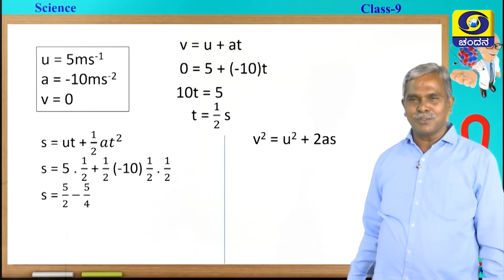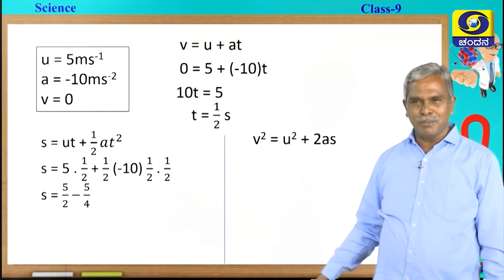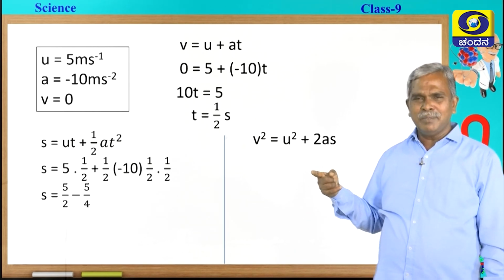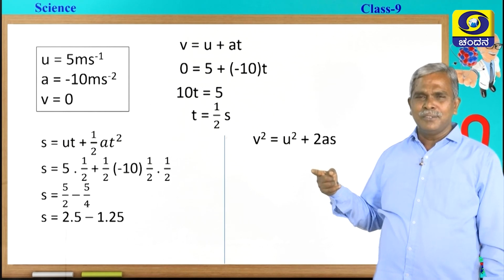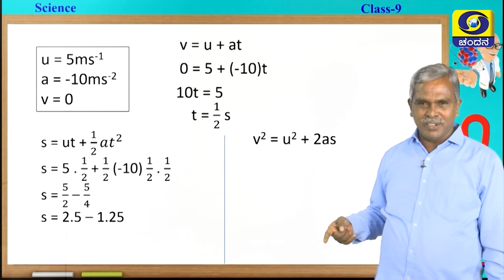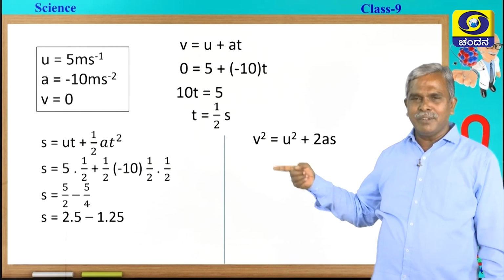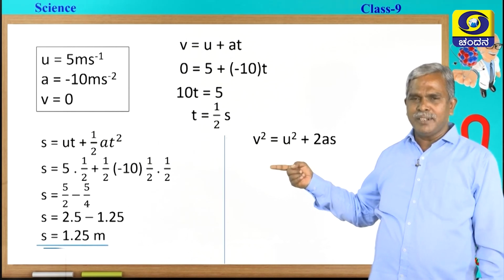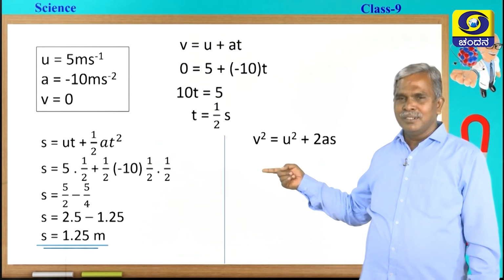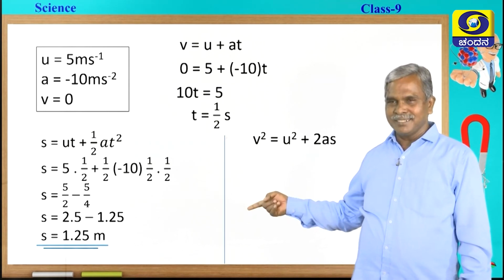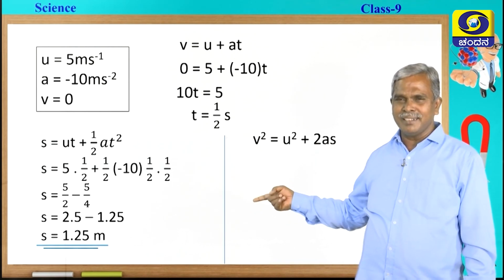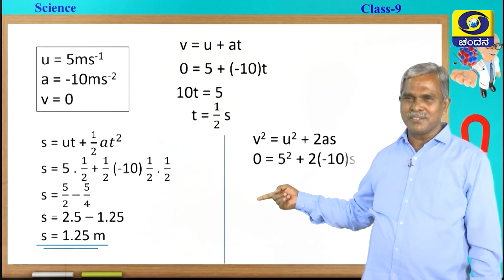We got s is equal to 5 by 2 minus 5 by 4, because we have cancelled 10 and 2, 2 fives are 10. Ultimately, s is equal to 5 by 2, if you divide you will get 2.5, 5 by 4 if you divide you will get 1.25. So, 2.5 minus 1.25 means s is equal to 1.25 meter.